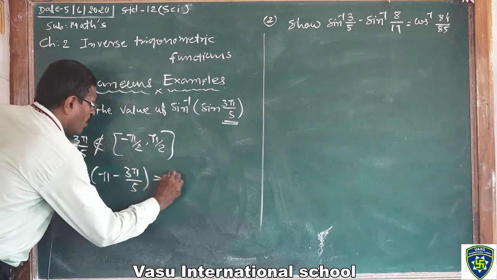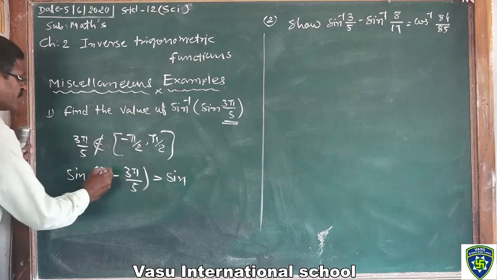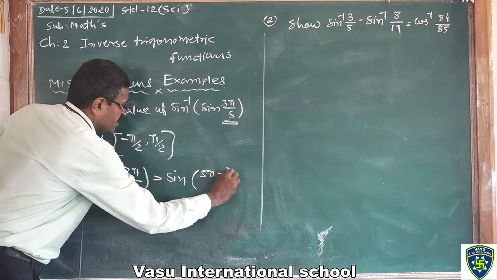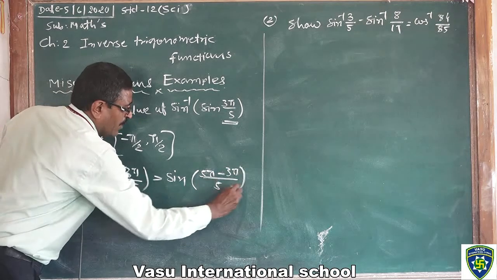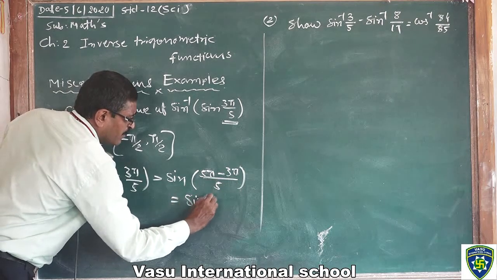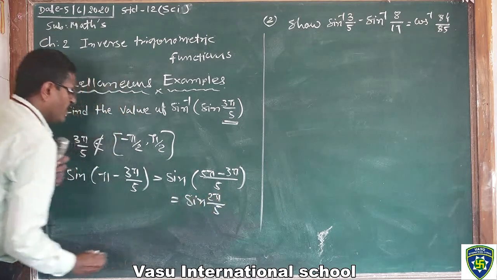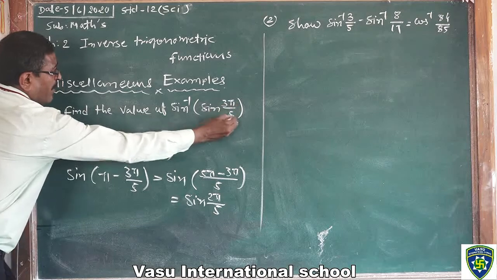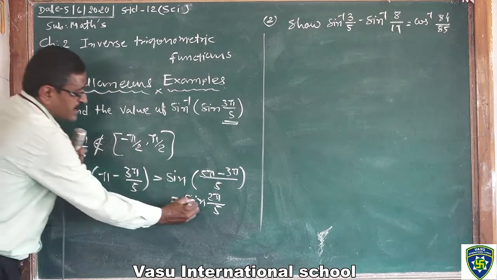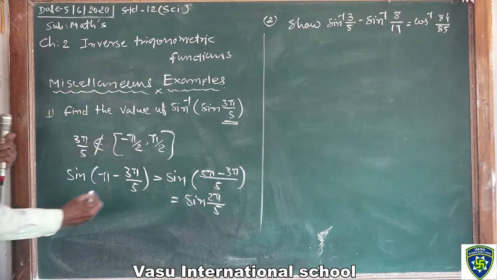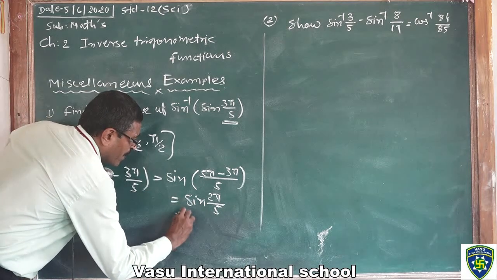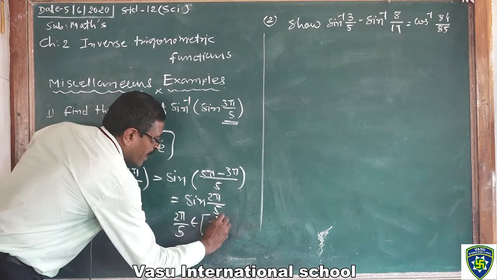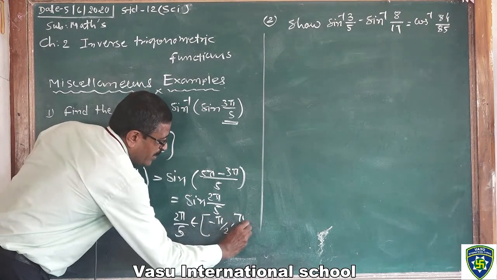So the value of sine is 5 pi minus 3 pi divided by 5, so sine 2 pi by 5. The value sine 3 pi by 5 is equal to sine 2 pi by 5, and 2 pi by 5 belongs to the closed interval minus pi by 2 to plus pi by 2.